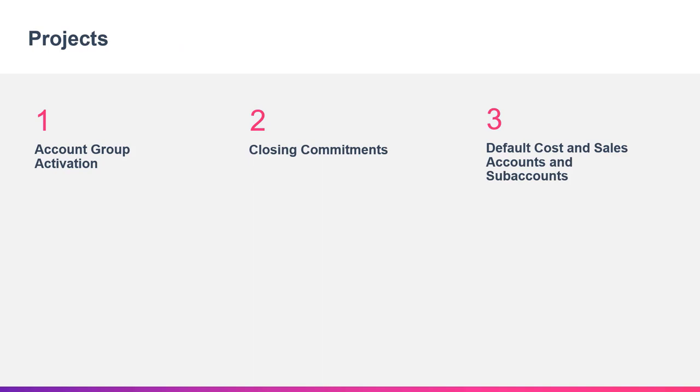So for an agenda, we'll be covering three things. First would be the new feature that allows you to activate or deactivate an account group. Then we'll take a look at the changes that have happened around how closed commitments are presented on the report. And finally, we'll take a look at the new feature that allows you to nominate a different cost and sales account or sub-account for a project.